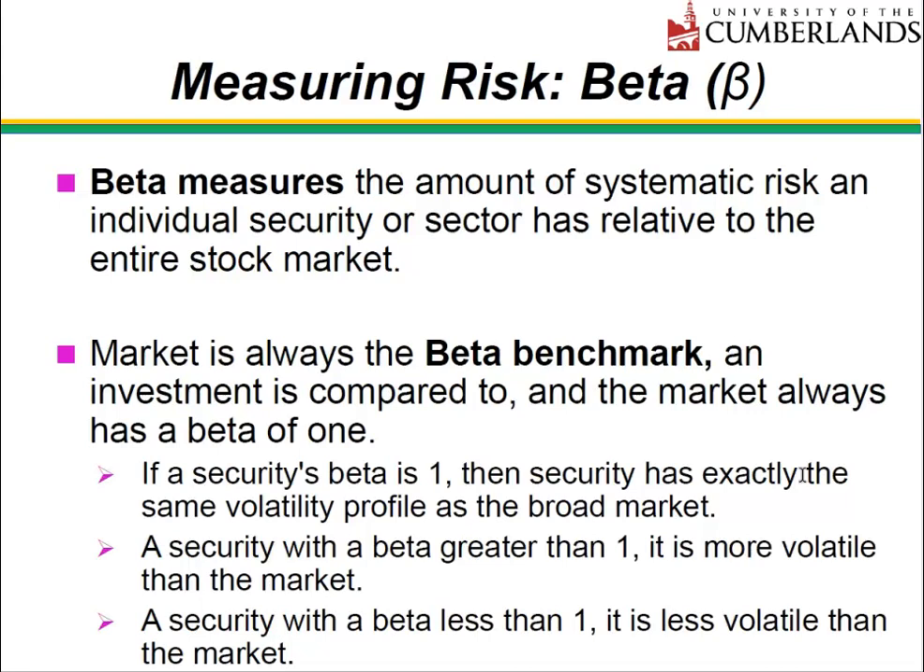A security with a beta less than 1 is less volatile than the market. So a stock with a beta of 0.5 would be expected to move only 5% when the market moves 10%. So it dampens market movements. Understanding beta is very important for portfolio construction. If you want a conservative portfolio, you focus on low beta stocks. If you're willing to take on more risk for potentially high return, you might include high beta stocks.